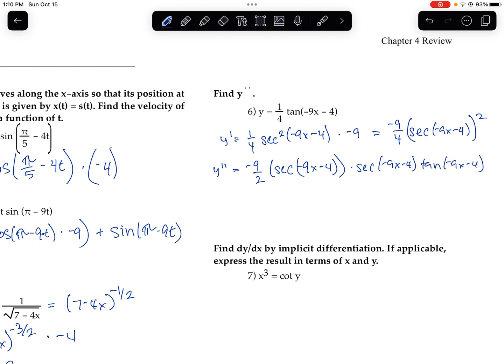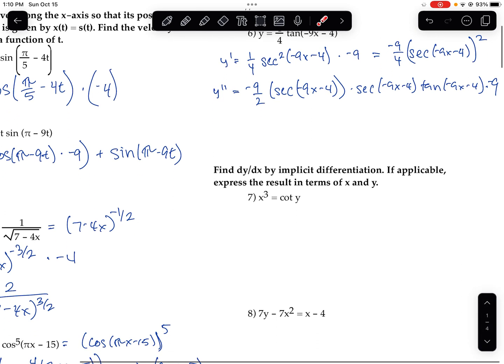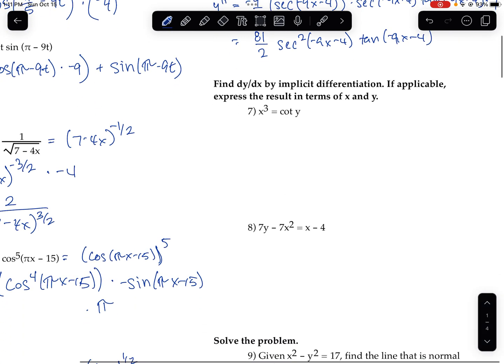So there's the derivative of secant. Again, the inside stays the same, and then multiply by the derivative of the inside, so multiply by negative 9. And then 9 times negative 9 times negative 9 is positive 81. So you can make that simplification, and then you can multiply these together, so you get secant squared. So we'll say 81 over 2 secant squared of negative 9x minus 4 tangent of negative 9x minus 4. And I think that should be good.